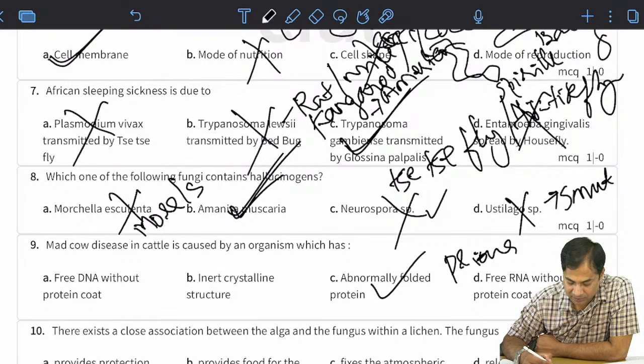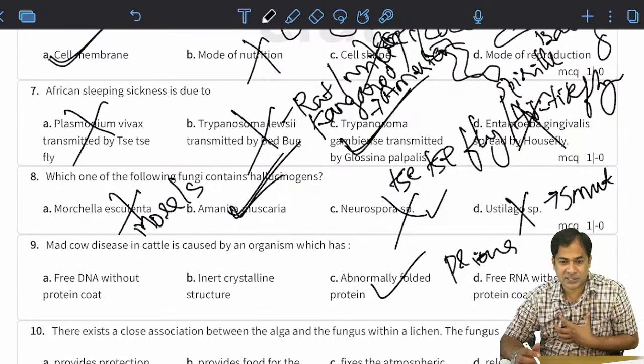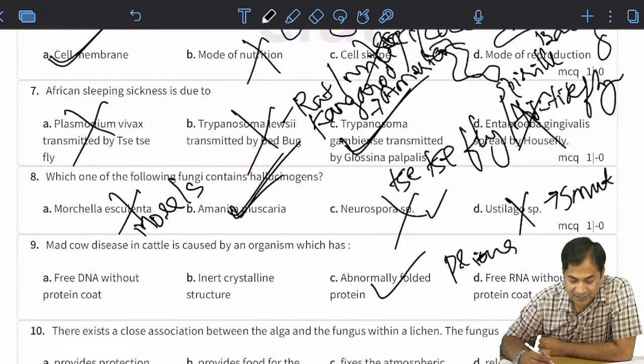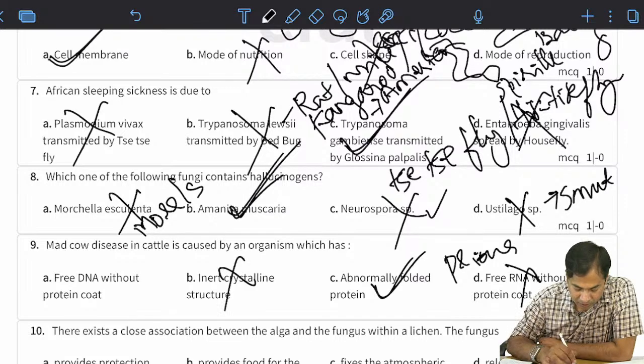That is because they are not normal proteins, they are abnormally folded proteins. Normal proteins don't cause any disease, because we have normal proteins in our body. But abnormally folded protein present in prions can be infectious, which can cause disease. So it should be option C. So the remaining options are definitely wrong.